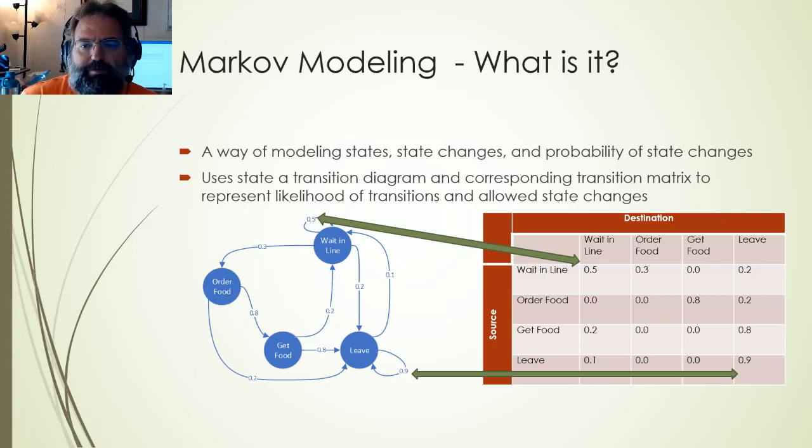We talked about matrices, and the reason that's important is because you can use a matrix to represent the way that a system can transition from state to state. So the diagram on the left is a state transition diagram.